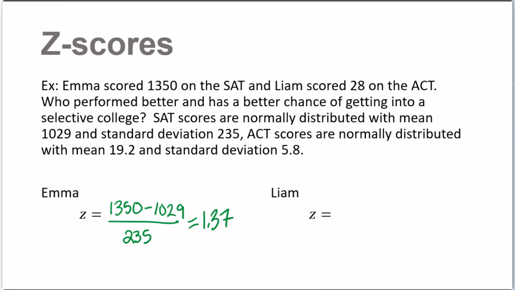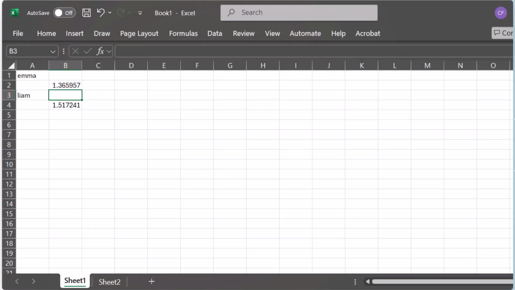And Liam's z-score, I'm going to do the same thing with our ACT population. So his score was 28 minus the mean score on the ACT, which is 19.2, and divided by the standard deviation from the ACT scores, and that was 5.8. These numbers are from 2023 through 2025, and I got them from act.org. So again, calculating this on a calculator or in Excel, I get 28 minus 19.2, all divided by 5.8. This gives me a z-score of 1.52.